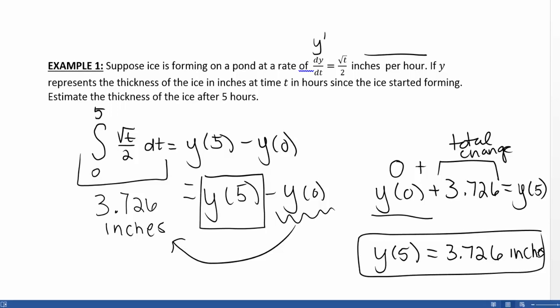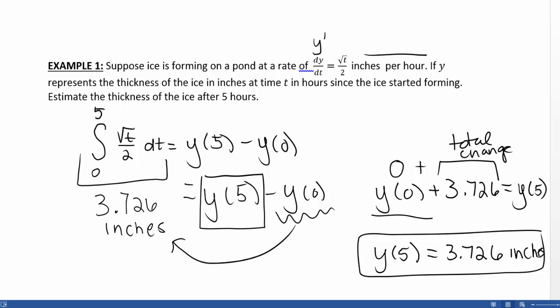However, if my example had told me something like, initially the ice was 4 inches thick, or initially the ice was 12 inches thick when we started measuring, then my y of 0 would be a different number, and I would be able to get the exact thickness at 5 hours instead of just how much the thickness changed.